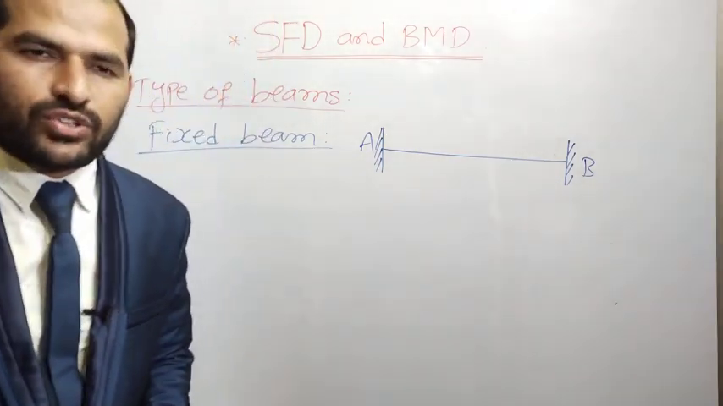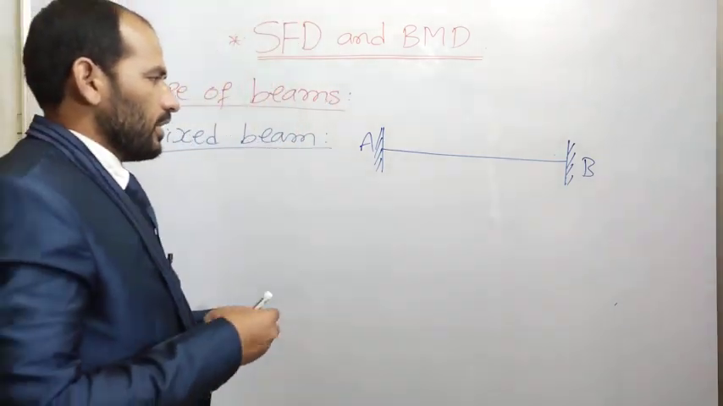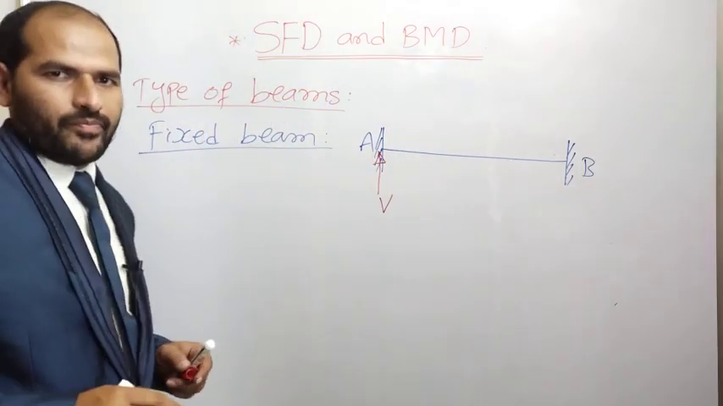In this fixed beam, how many reactions are developed? If you see, this is the vertical reaction.